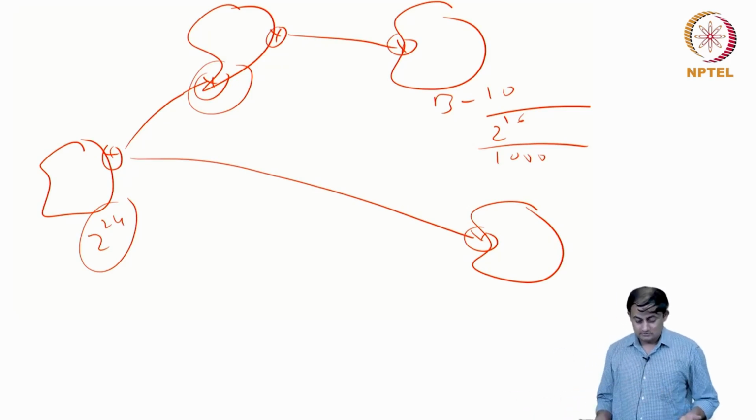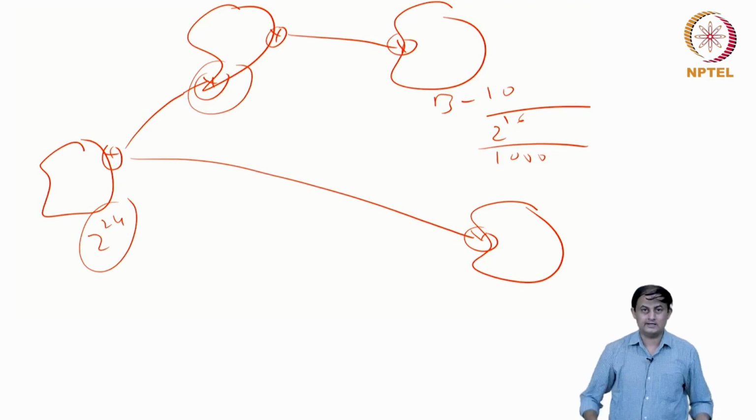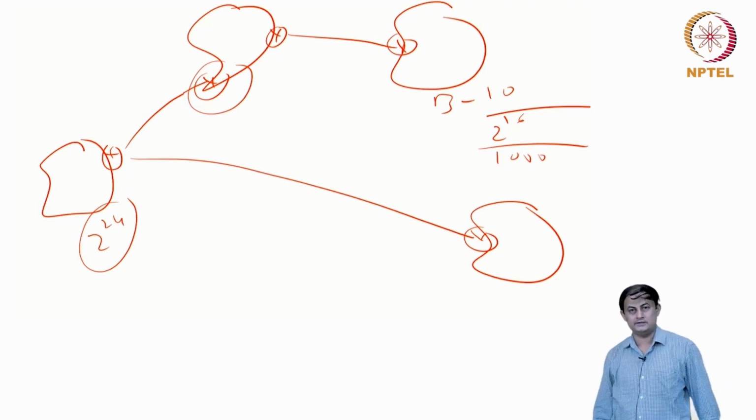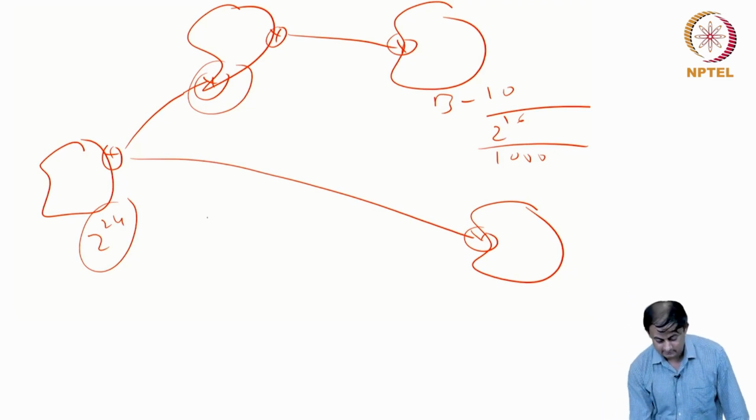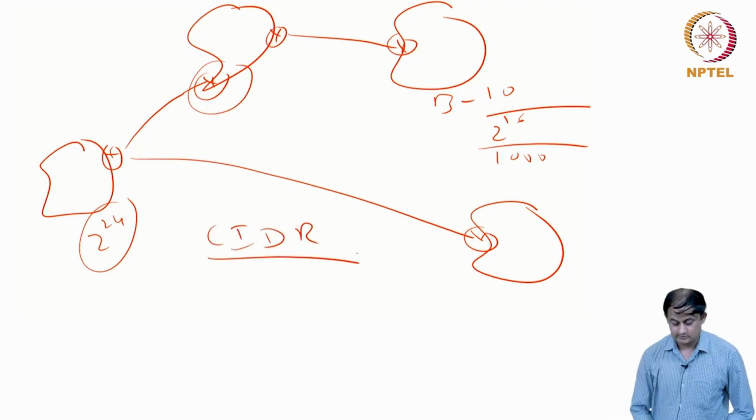So, in order to avoid this situation, what the network designers thought is, let us not fix the range of which part is the network and which is the host portion, and let me make it variable. That is the concept of something called classless inter-domain routing. In short form, this is called CIDR.